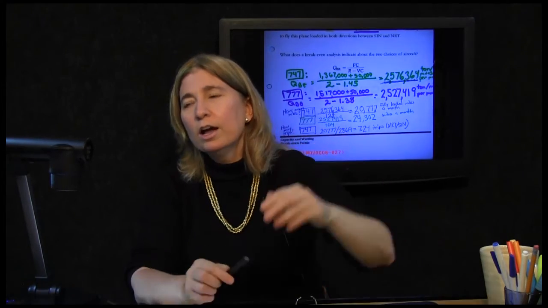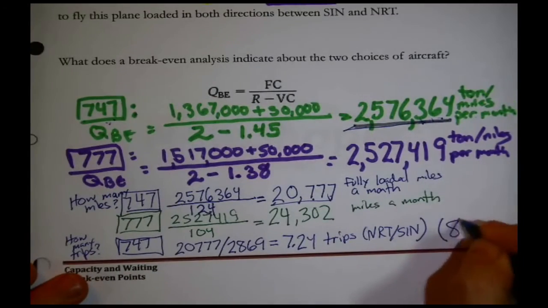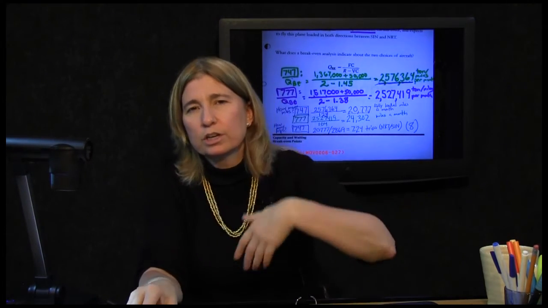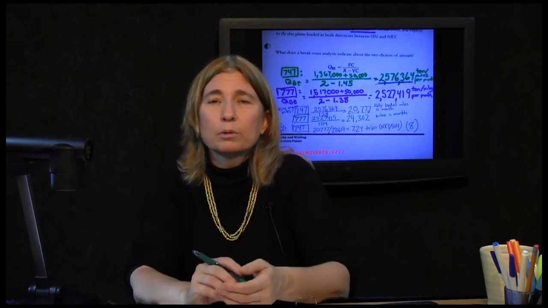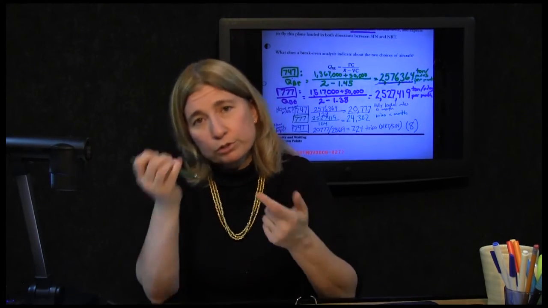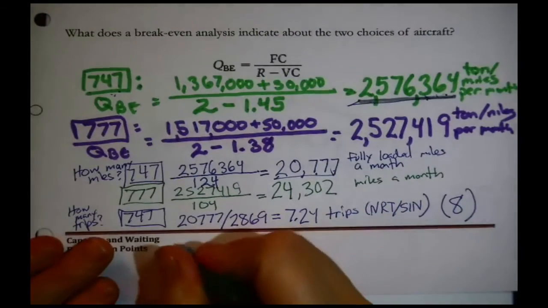Now wait, we wouldn't want to take the aircraft on 0.24 trips and then just leave it there in the air. That implies we'd actually have to round up, since they are going to go on complete trips. If they want to break even on the 747, we're just reformatting the findings we already had, but we're revealing that you're going to have to fly it 8 times between Narita and Singapore Changi Airport.